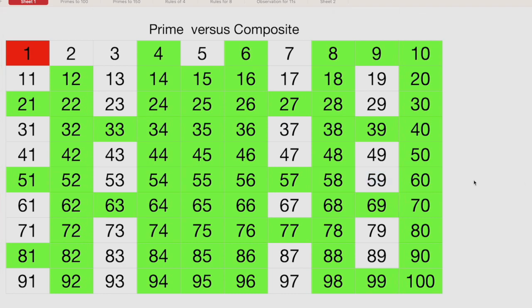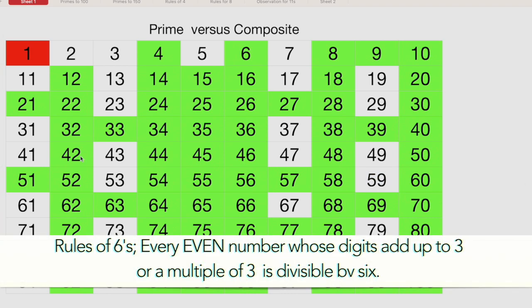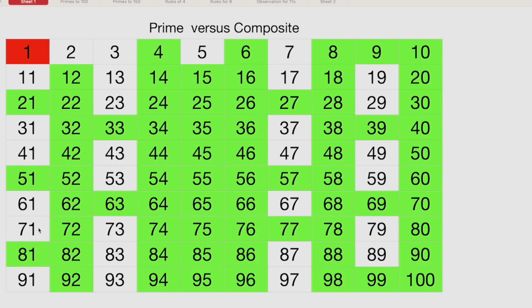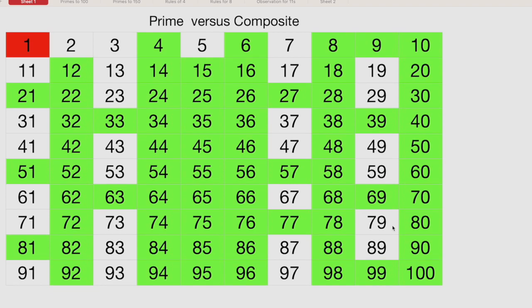Also, by the way, if it's divisible by 3, it's even, it's also divisible by 6. That's called the rules of 6. So that's a special case of the rules of 3. So we're at 69, 71 is 8, 10.